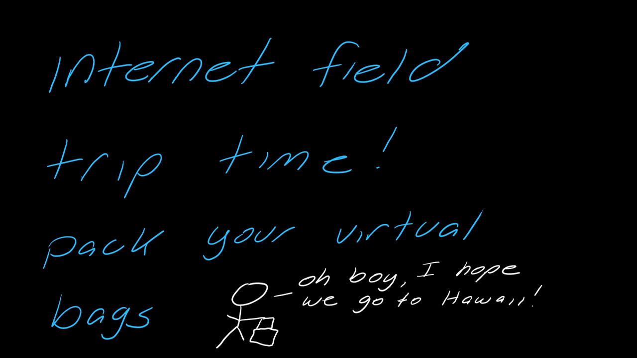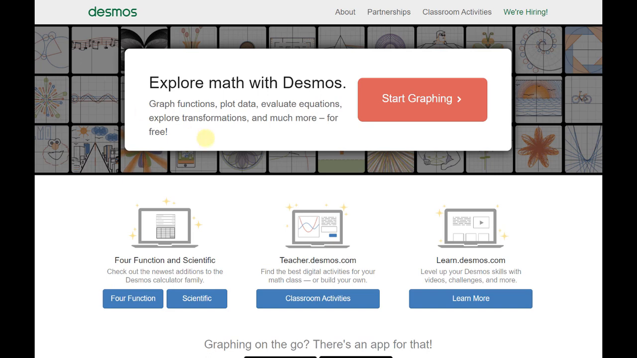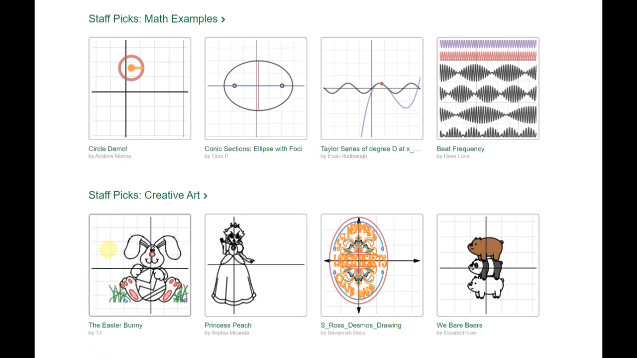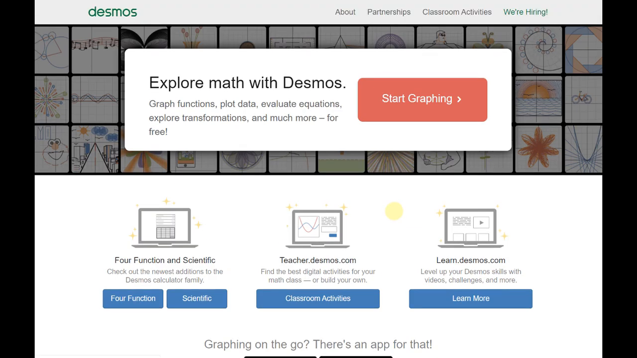So let's go. This is Desmos.com. This is where our internet field trip is. If you've never been to Desmos, I always like to make sure people know this is a free website. It's a graphing calculator website. Come for the graphing, stay for the crazy things that people come up with on their software. There's art and things that people come up with using graphing software. Math people are a lot of fun at parties.